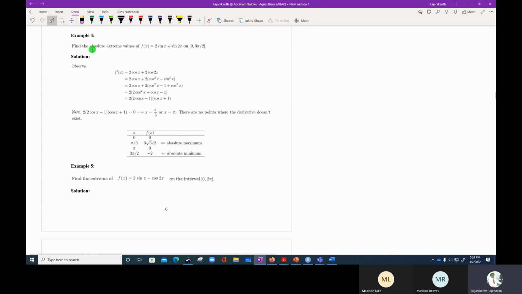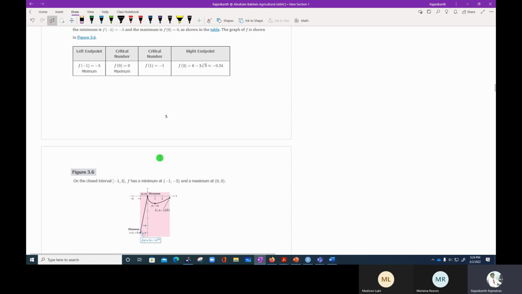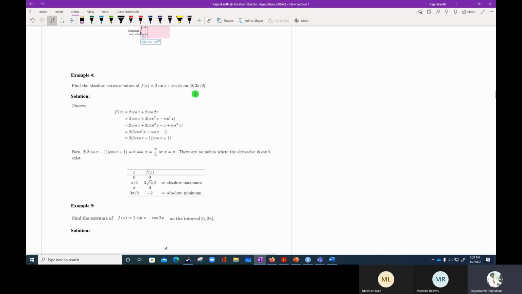Now this is again finding the absolute extremum. Remember, absolute means the global value, right? You are finding the function value on this closed interval now. Again, like earlier, you have to find the critical values first by differentiating the given function.